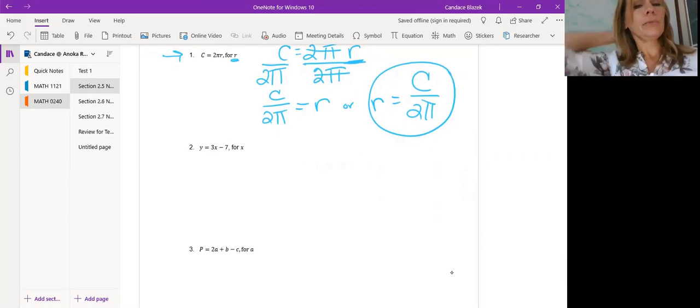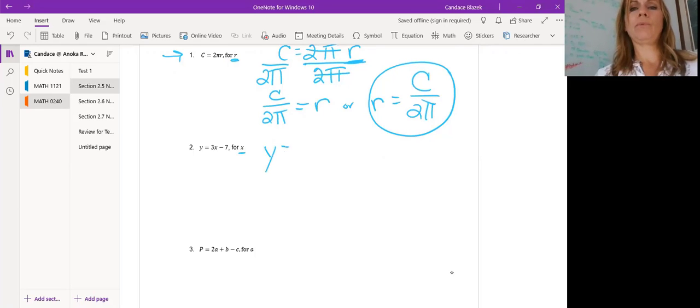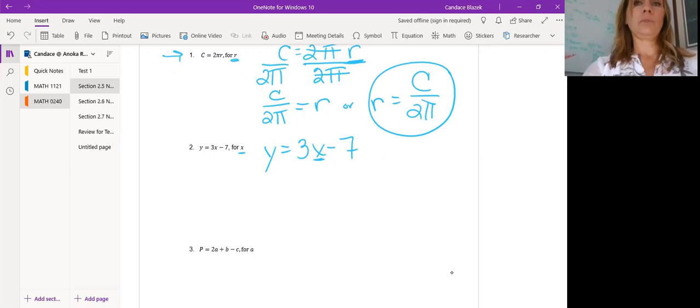So with number 2, we're given the equation y is equal to 3x minus 7, and we're asked to solve this for x. All right, so I'm going to rewrite it so I give myself just a little bit more room. And since we're solving for x, I'm just going to underline that to draw my attention to that x. And I can go through the steps, but I have no decimals, no fractions, and no parentheses.